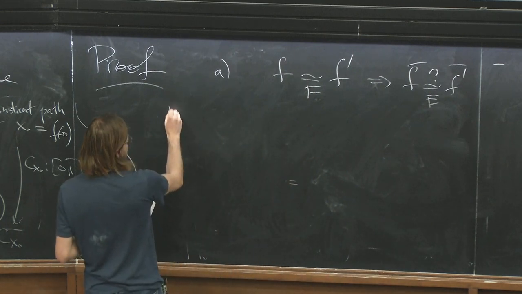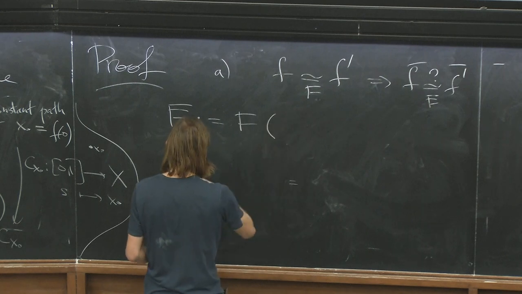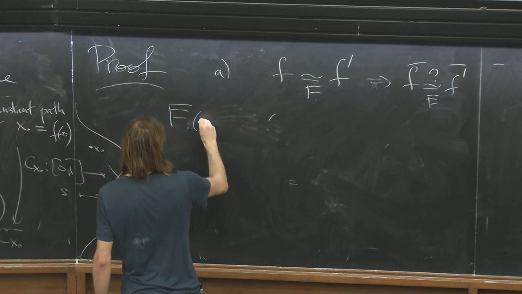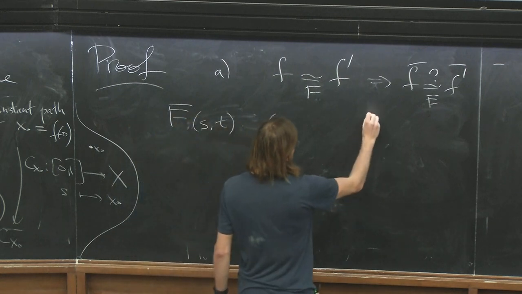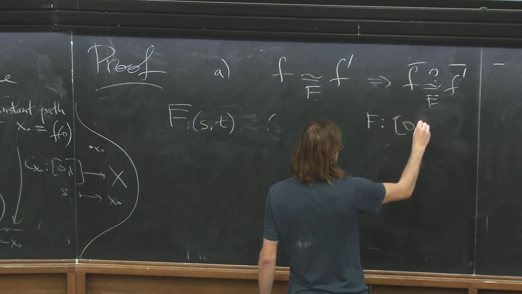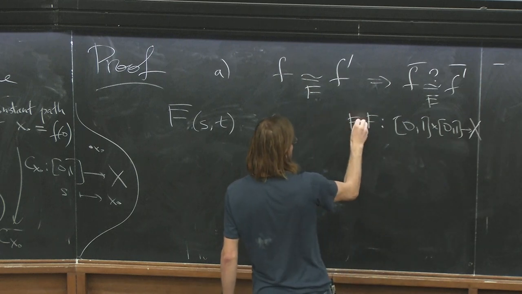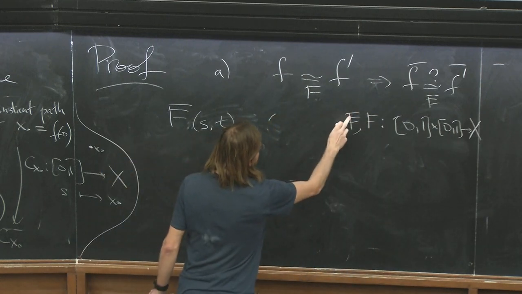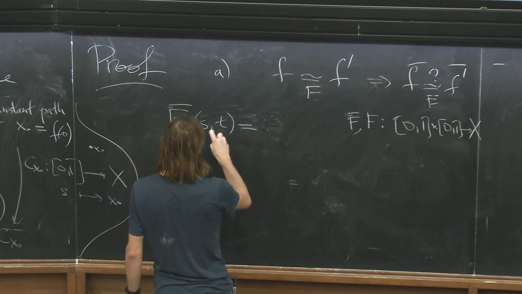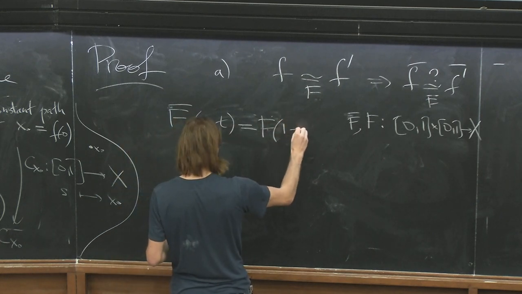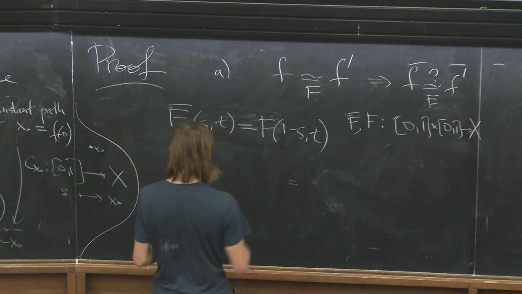Explicitly, as a value of the pair s and t. Again, the path homotopy is a function from the square, a pair of intervals, to X, so both F and F bar. And so given F, we define F bar of s and t as F of 1 minus s and t. And we'll need to check that this indeed satisfies the conditions.